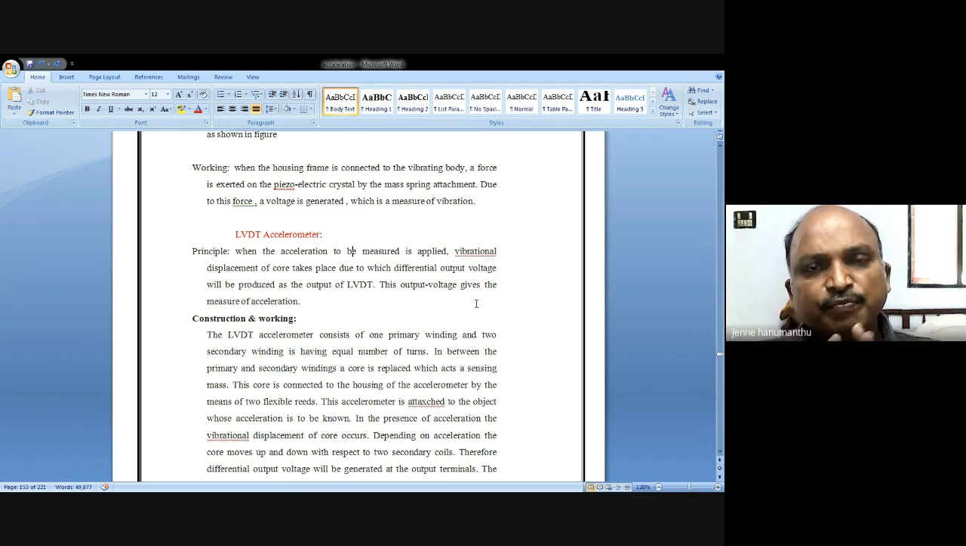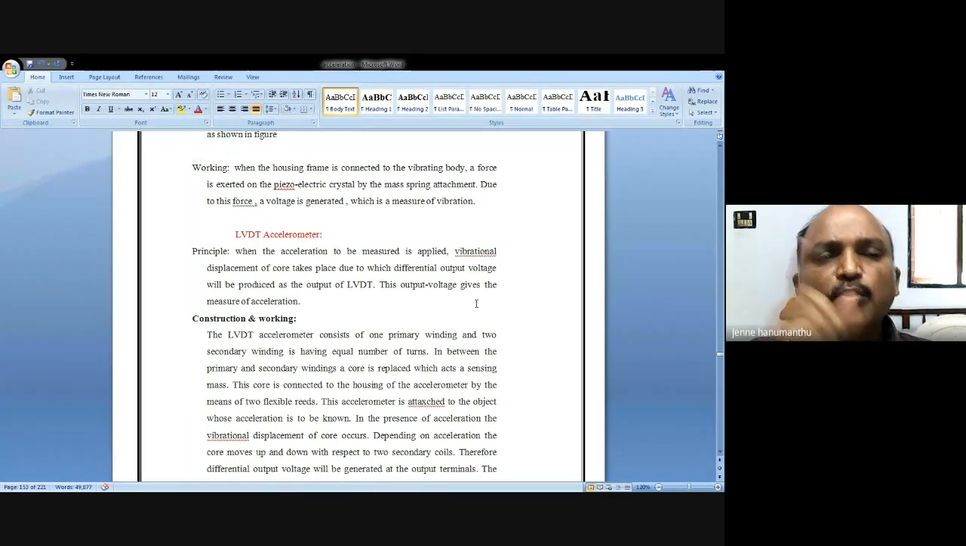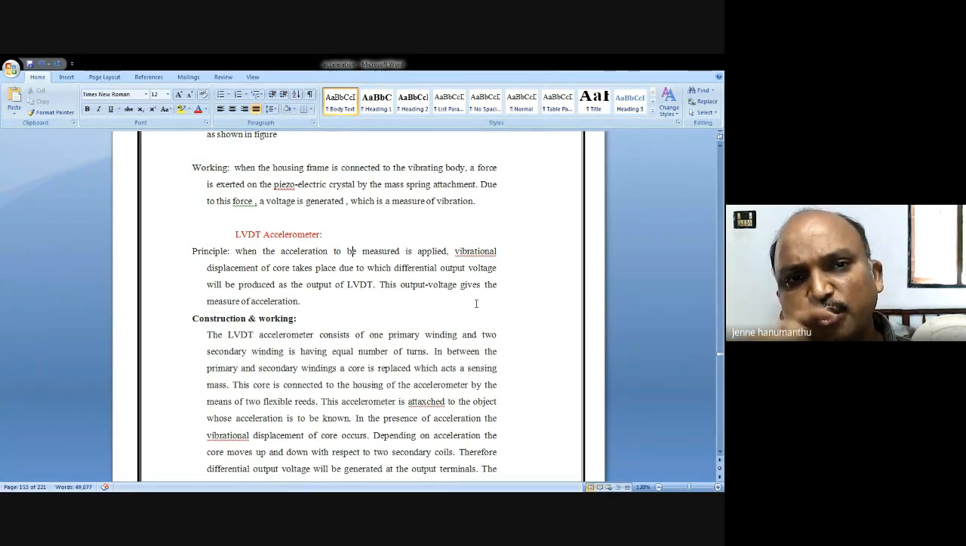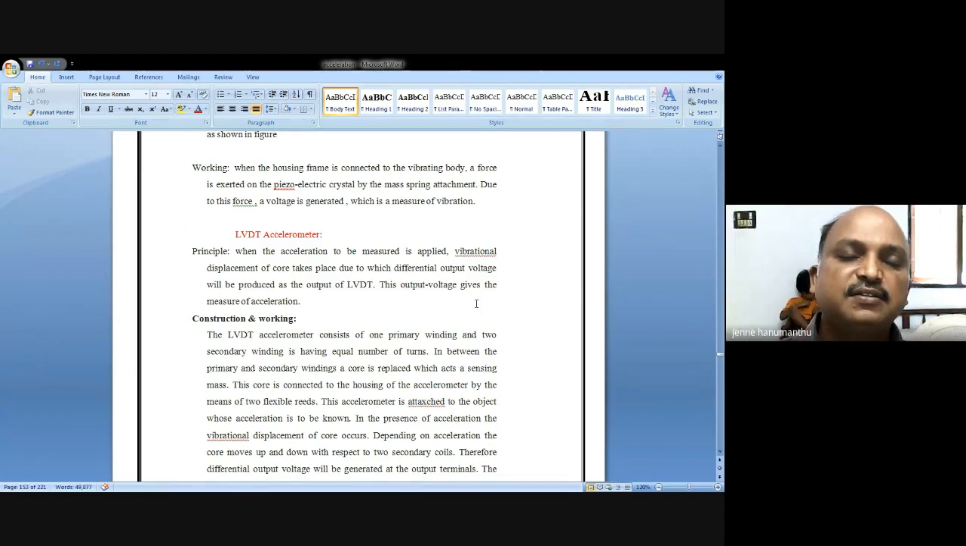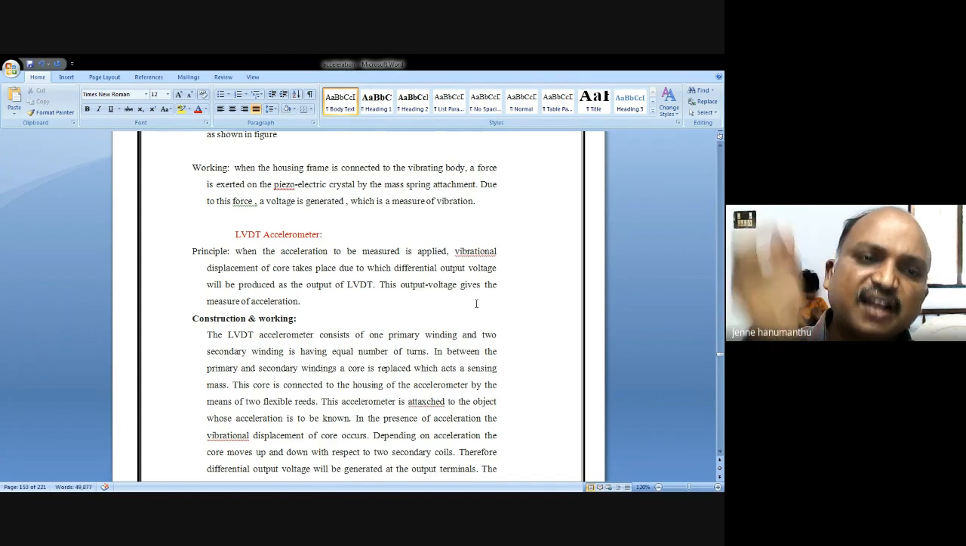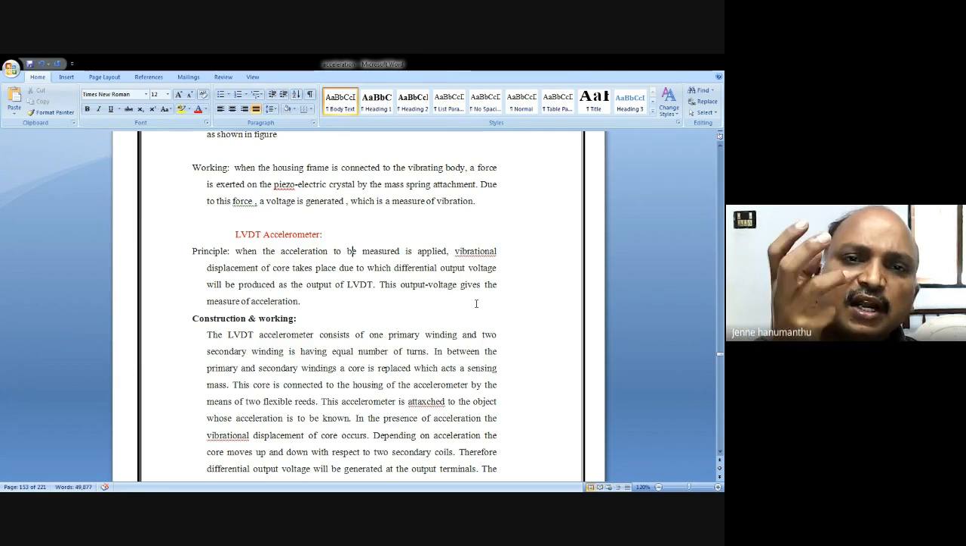The whole thing is available in a complete housing. If you apply any acceleration, the core is going to move. When the core moves, it induces an EMF in the secondary coils. The EMF is induced because of the change in reluctance of the coil, so the electrical parameters change. That EMF is proportional to the acceleration present. This is about the LVDT accelerometer.